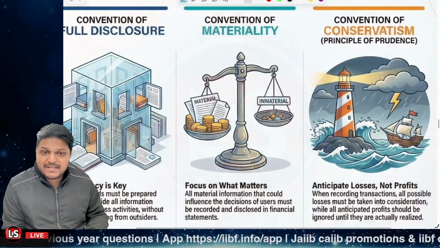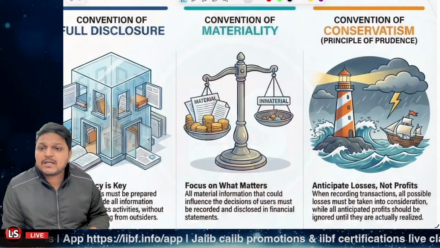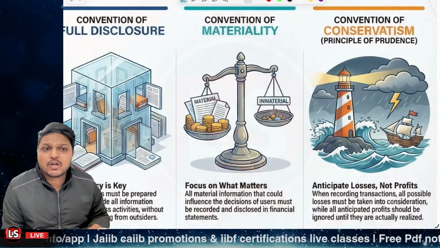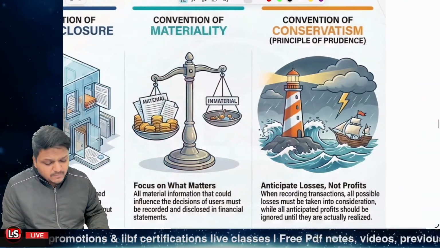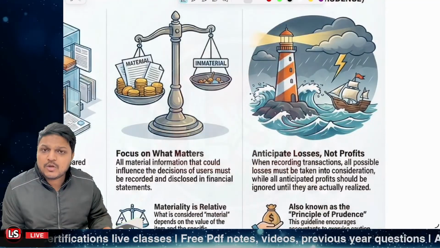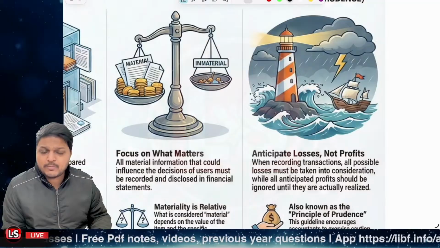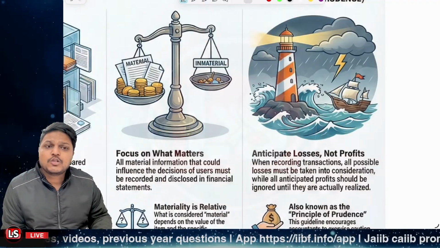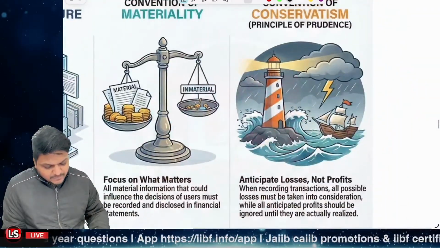Convention of materiality, that every significant transaction should be recorded, and if it is insignificant, it should not be taken care of as such. Like I have already given an example. Convention of conservatism or principle of prudence, that if there is going to be any future loss or liability, it should be recorded, it should be taken care of, but all the possible incomes and gains should be ignored, right? That's the principle of basic prudence.